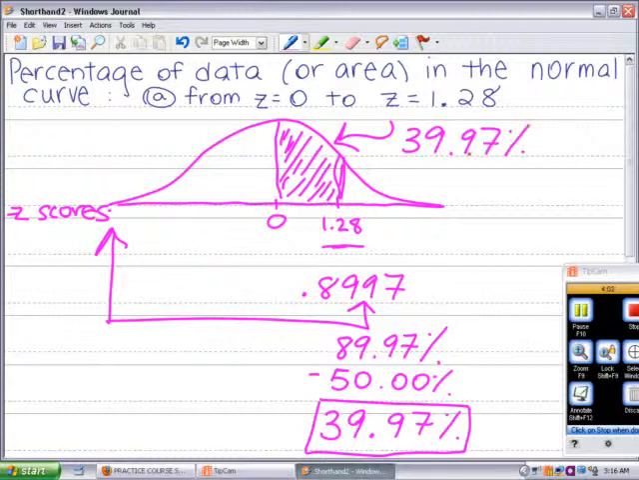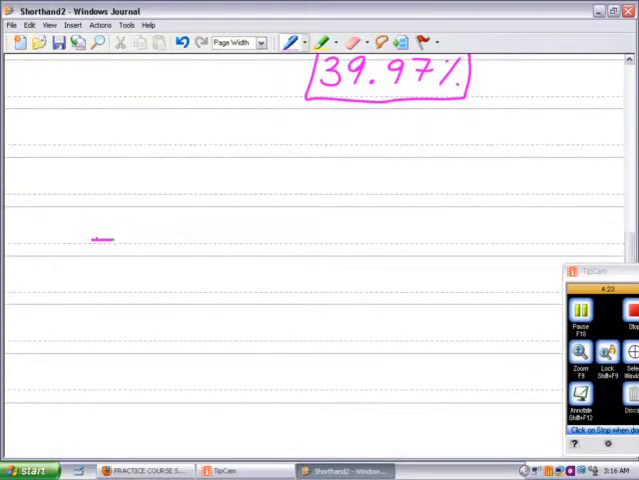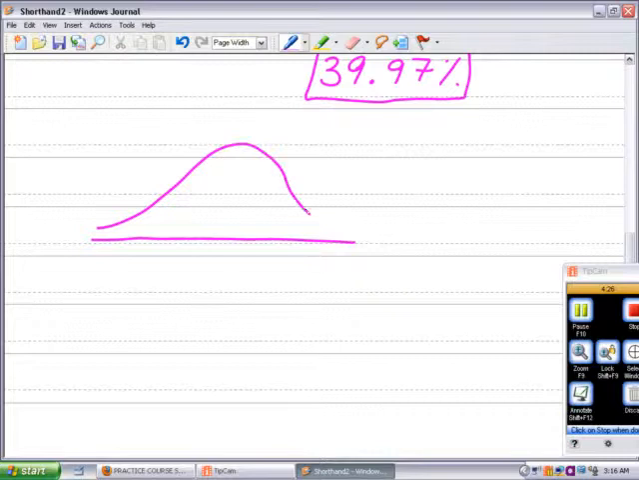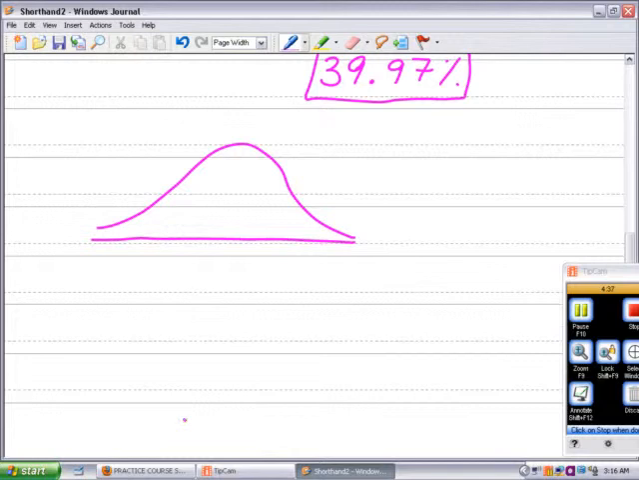And you should take a minute to look at your answer and see if it makes sense in the problem. We know that this entire piece is 50%, and it's not filled the whole way. So 39.97 makes sense. Okay, I just want to explain again how we figured this out. So let's scroll down, and let's just look here. Okay. So the table that we have, the standard normal table, posted in learning modules, tells us all the way from the left to a z-score we look up.